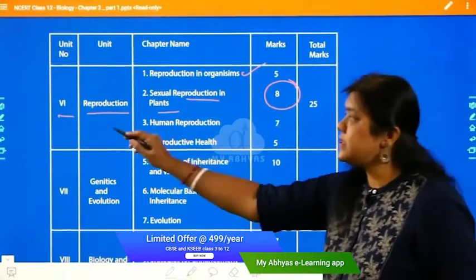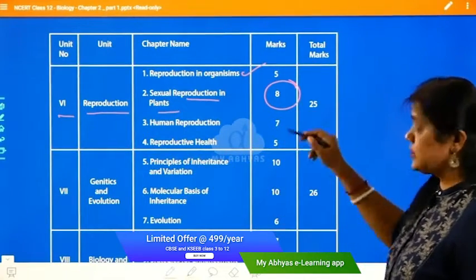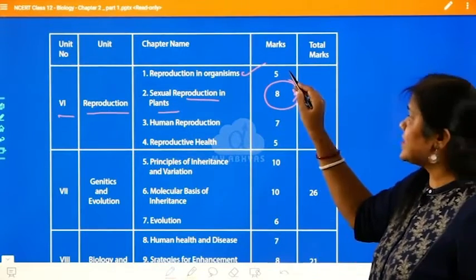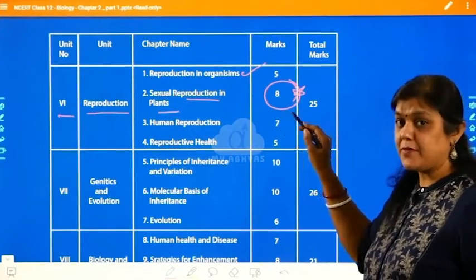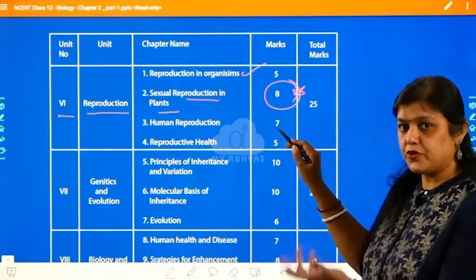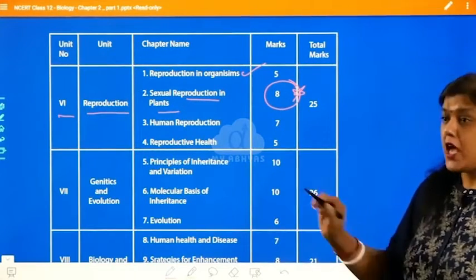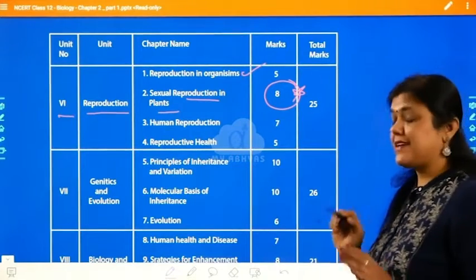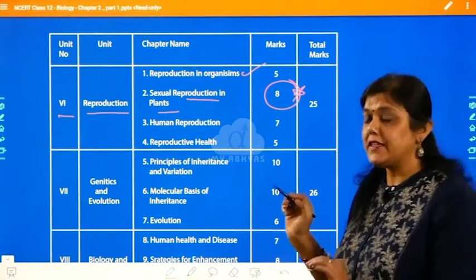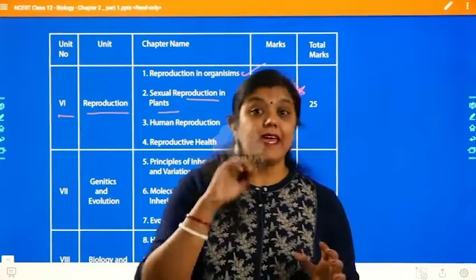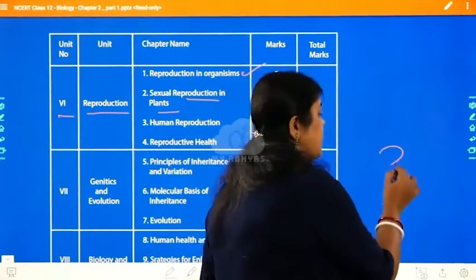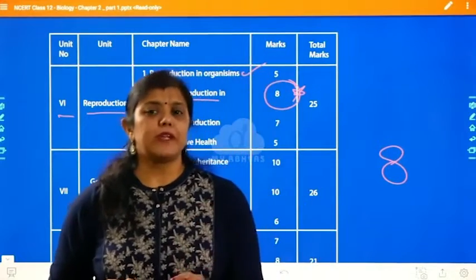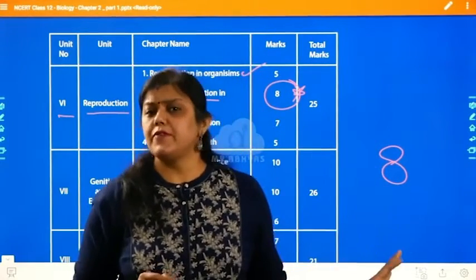If you see this, from this unit number 6, we have 4 chapters, right? And this chapter has the maximum marks allotted. You can see the first chapter has 5 marks, the second chapter has 8 marks. The third chapter, that is human reproduction, which we are going to study after this, has 7 marks, and from reproductive health we may get 5 mark questions. So you can understand by seeing this slide itself that this particular chapter has 8 marks of weightage. Where will these 8 marks come? In your board exams. So from the board exam point of view, this chapter is very, very important.